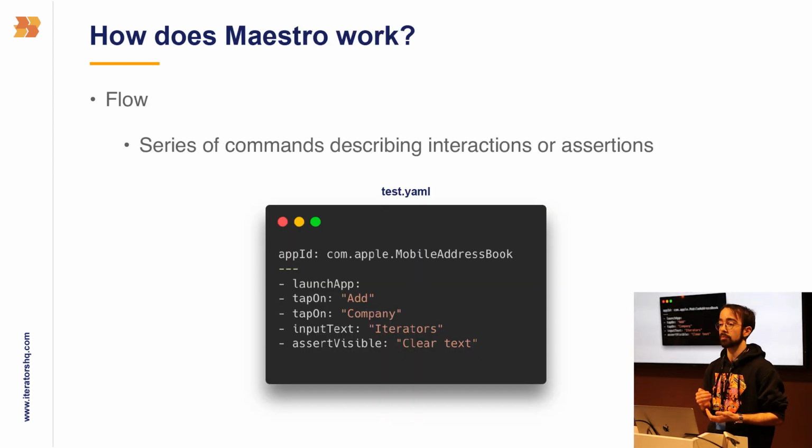So, how does Maestro work? Maestro test cases are separated into so-called flows. A flow is a series of commands describing interactions or assertions. So you can tell it, for example, to launch an app, then tap on a specific button, assert that something is visible, yada yada.